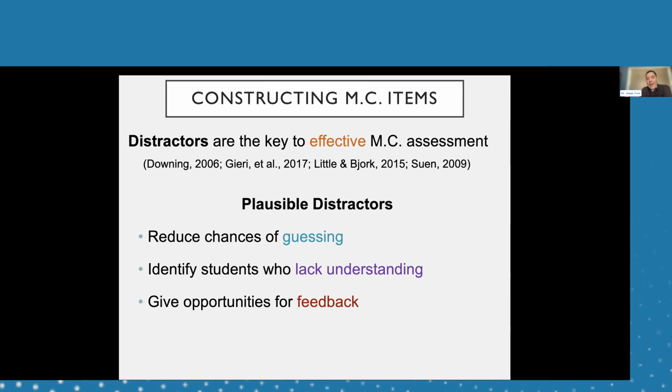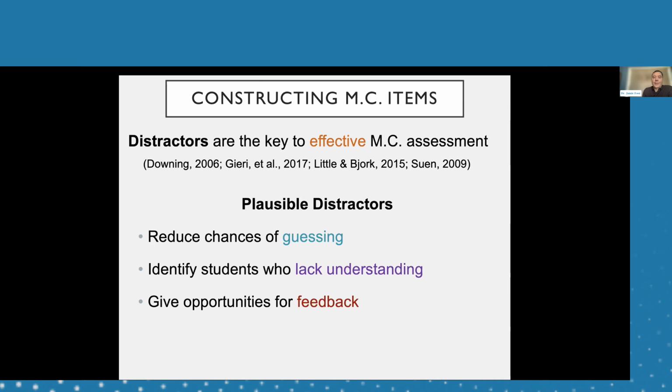than, say, if we have the correct answer and 3 distractors, 4 options, we would think, well, 25% chance students could get the correct answer. But if all the distractors are plausible, then students' chance of getting that correct answer is actually much less than 25%. Okay, plausible distractors also help identify students who lack understanding because they're not sure what the correct answer is. All or several responses look plausible to them.